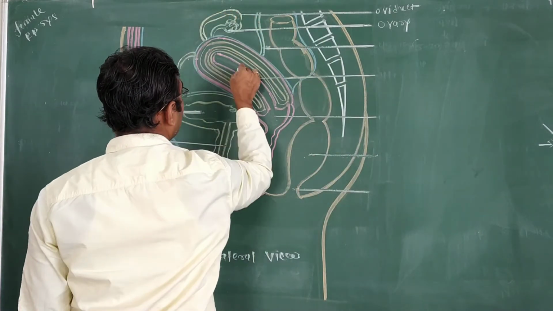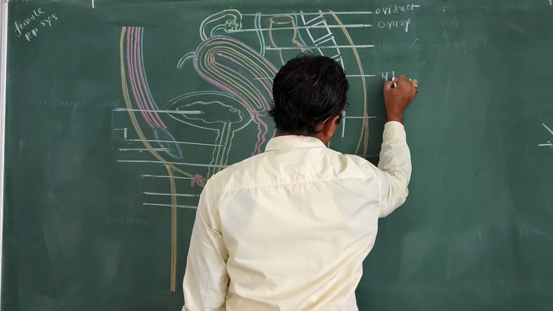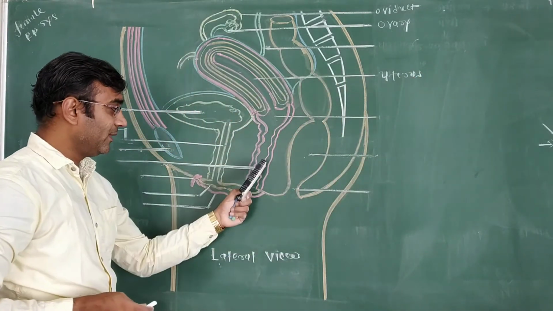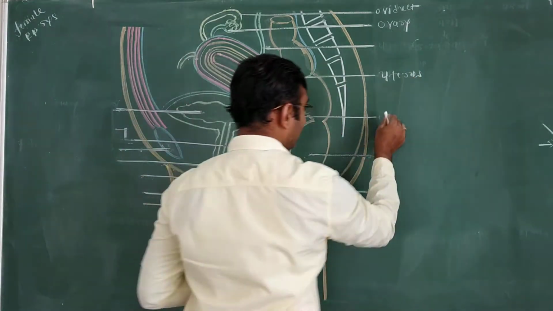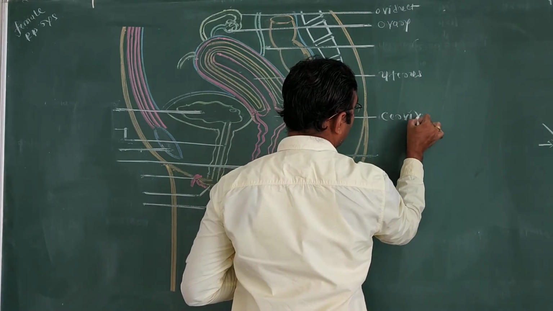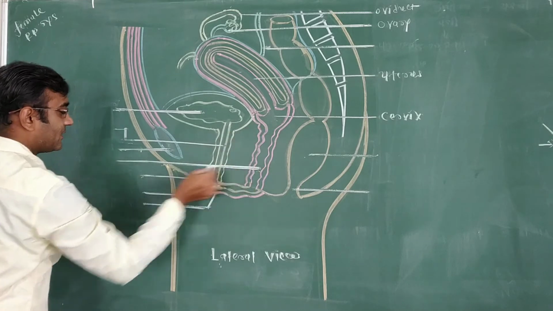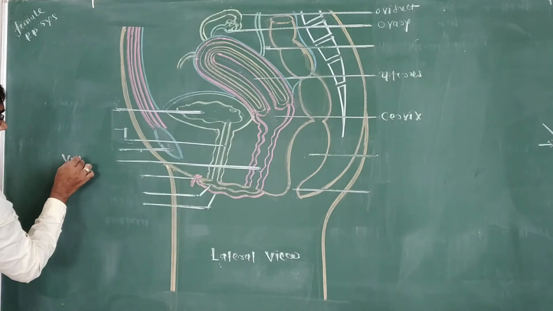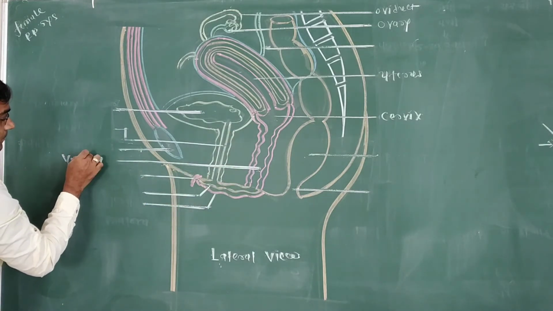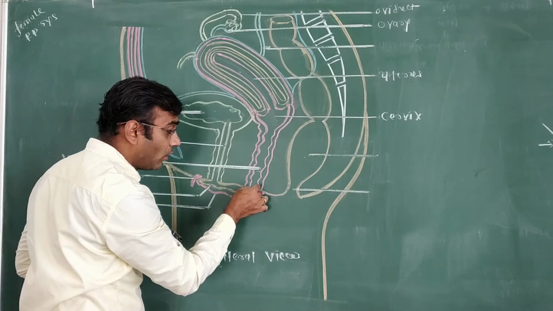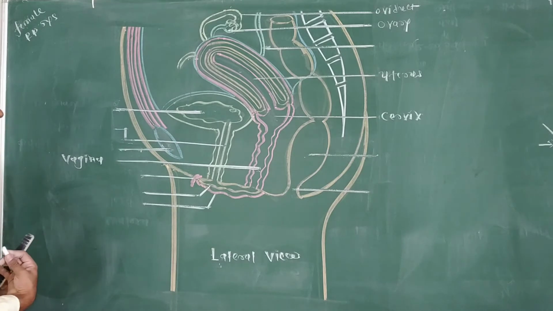The oviduct from both sides opens within the uterus, the womb. The uterus opens into the vagina through a narrow duct, the cervix. The duct after the cervix is the vagina. The vaginal orifice, or vaginal opening, is present outside.